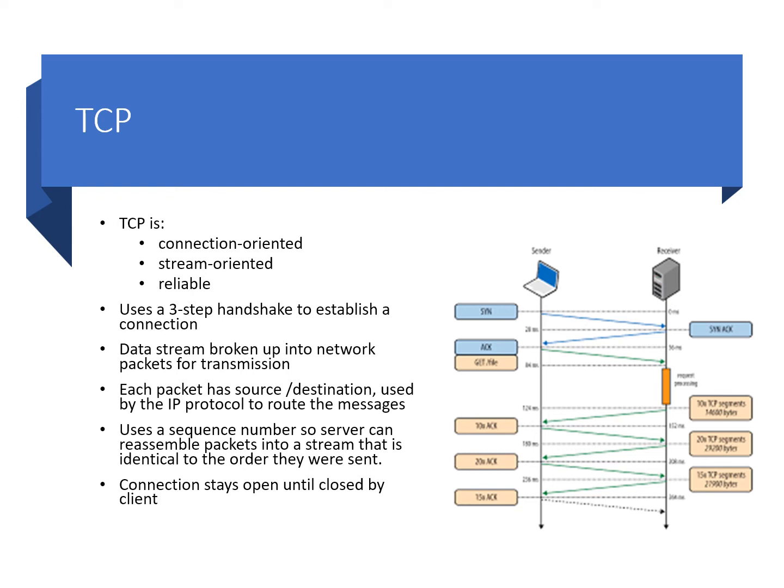Each packet contains a source and destination address, which is used by the underlying IP protocol to route the messages across the network. Packets also contain sequence numbers so the receiver can reassemble them into the correct order.